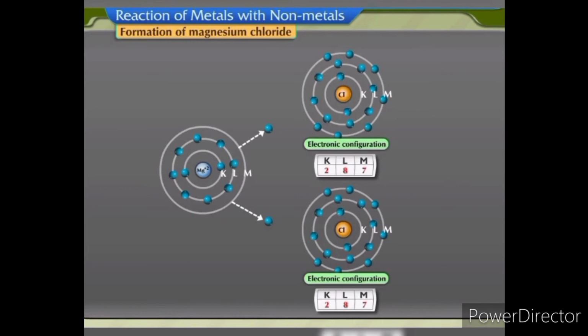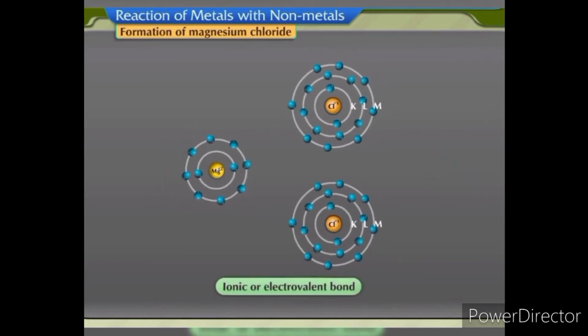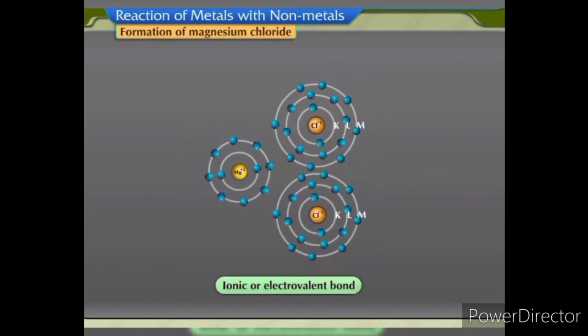In the formation of a magnesium chloride molecule, the 2 electrons lost by the magnesium atom are accepted by the 2 chlorine atoms. This leads to the formation of 2 chloride ions. Magnesium ions and chloride ions are held together by an ionic or electrovalent bond. This results in the formation of the compound magnesium chloride.